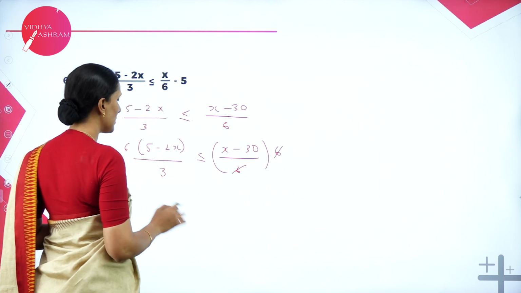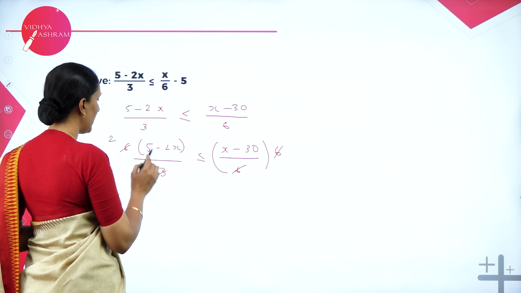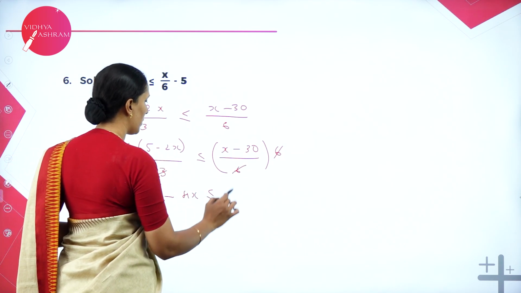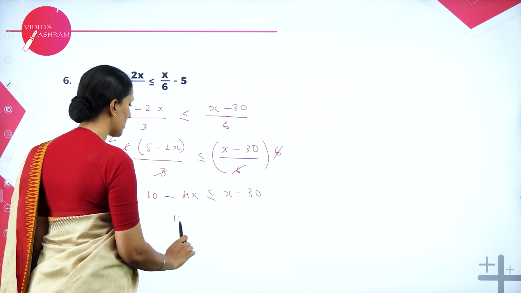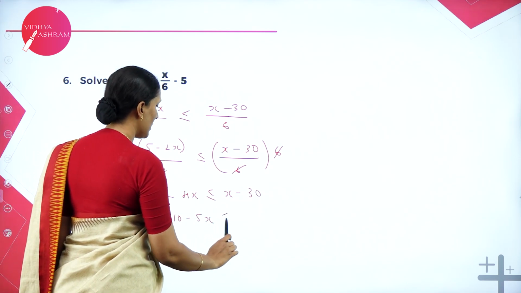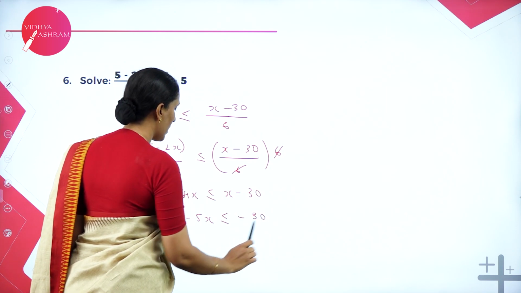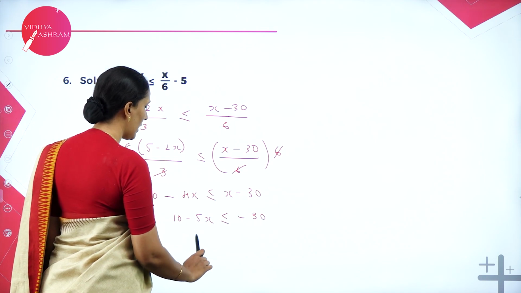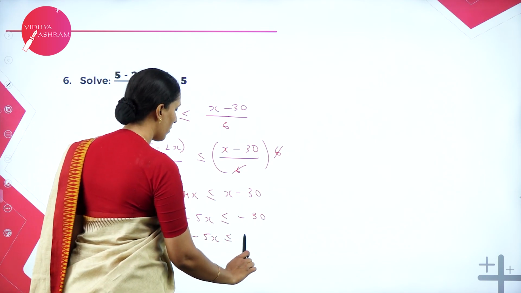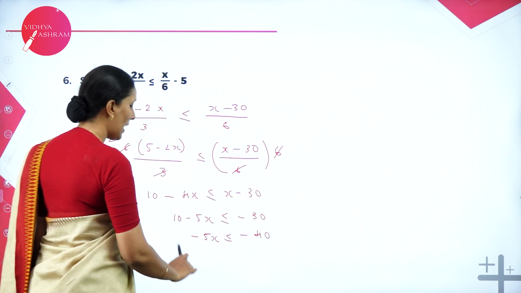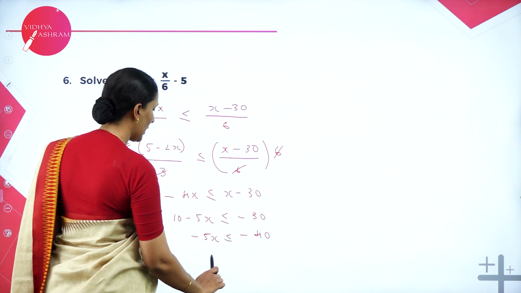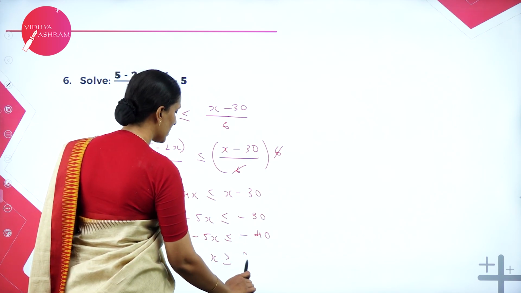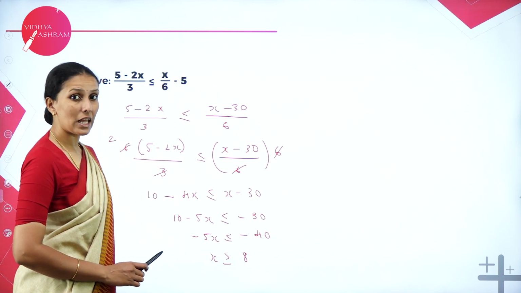So 6 cancels here, then multiply 2 fives are 10, minus 2 twos are 4x, less than or equal to x minus 30. I'll get 10 minus 5x less than or equal to minus 30. I'll subtract 10 on both sides. Then I'll get minus 5x less than or equal to minus 40. I'll divide by minus 5 on both sides. Then I'll get x greater than or equal to, since we are dividing by minus 5, 8. The solution is x greater than or equal to 8.